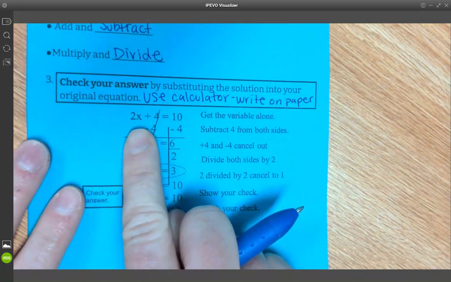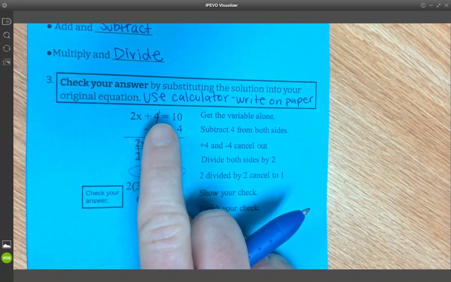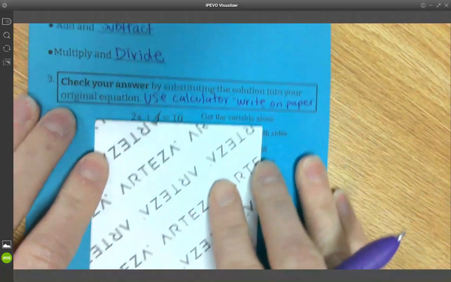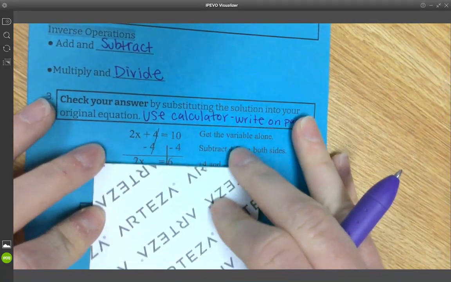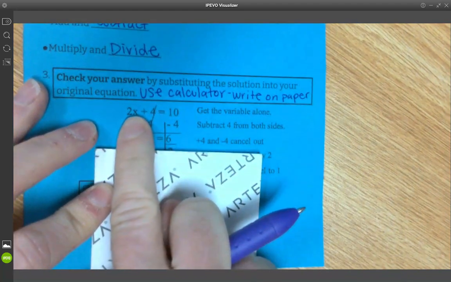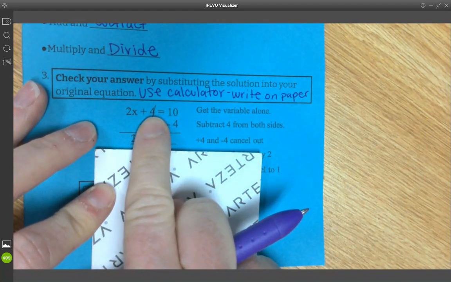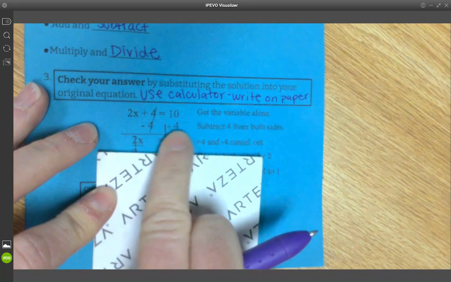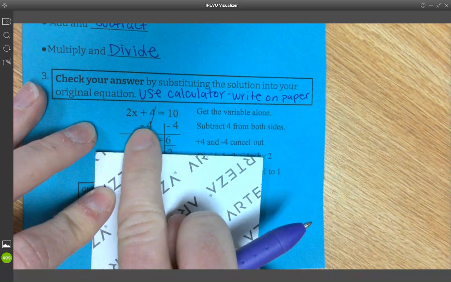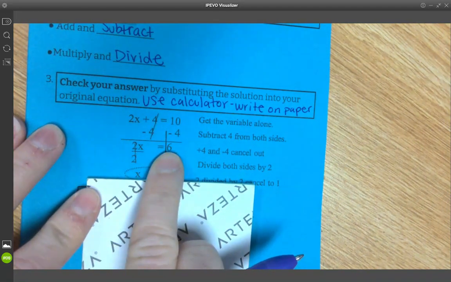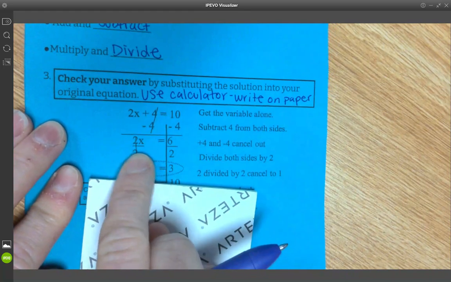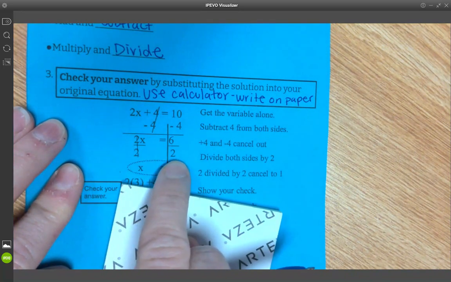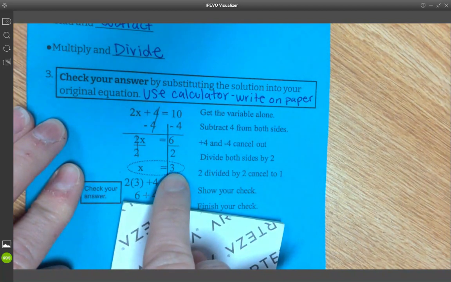So here is an example. We're going to go step by step. It has the answer already on there, but I just want you to see how it works. So we have 2x plus 4 equals 10. So get the variable alone. What's keeping the 2x from being by itself? It's the plus 4. So we do the opposite of plus 4, which is minus 4. Then you carry down the 2x, and 10 minus 4 is 6. Then 2 is being multiplied by x, so the opposite of multiply would be divide, and we show it by writing it as a fraction. Divide by 2 on both sides, and you get your solution, x equals 3.